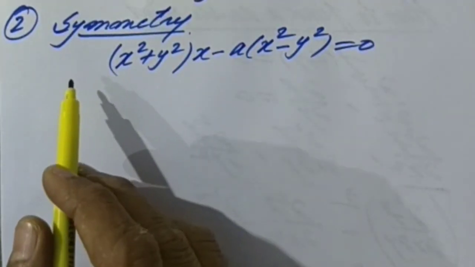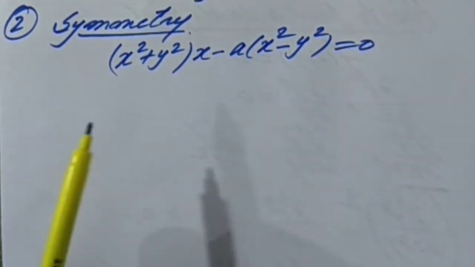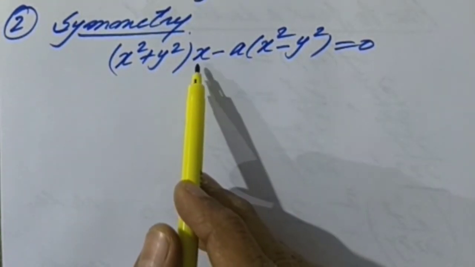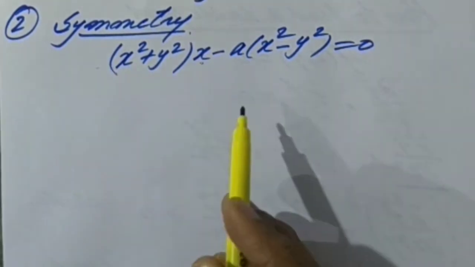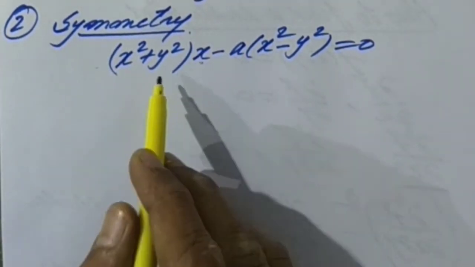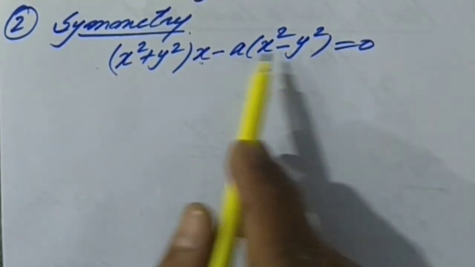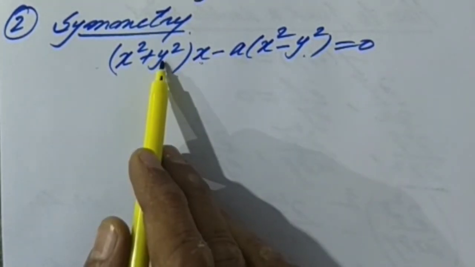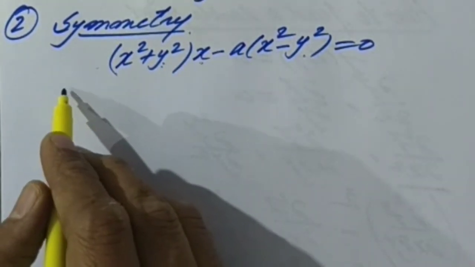Now second, we have to check symmetry of the curve, whether it is symmetrical about the x-axis or y-axis or about the origin or about the line y is equal to x. As we observe, replacing x by minus x, the equation will change because there is a linear power of x outside the bracket. It will make this term negative. So that means the curve is not symmetrical about the y-axis. But if we replace y by minus y, the equation will remain the same because it has only even powers of y. So if we replace y by minus y, it will not change. That means the curve is symmetrical about the x-axis.